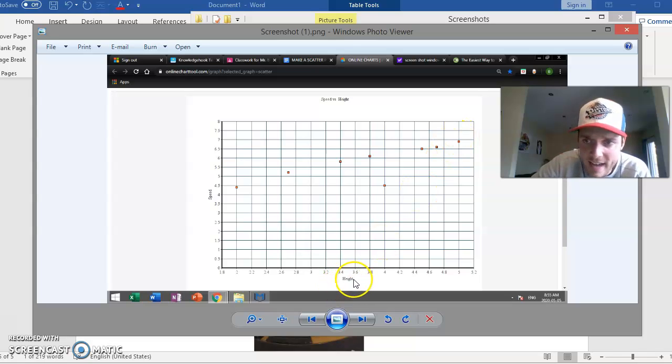Height is on the x-axis because height is the independent variable. Height is independent of speed, right? How high you go on the ramp is independent of how fast you go. How fast you go is dependent on how high you start on the ramp. So because of that, speed is dependent on the y-axis. Height is independent on the x-axis. This right here is the outlier because it doesn't match the rest of the data, right? These ones keep going up as we go over. This one doesn't. That's our outlier.